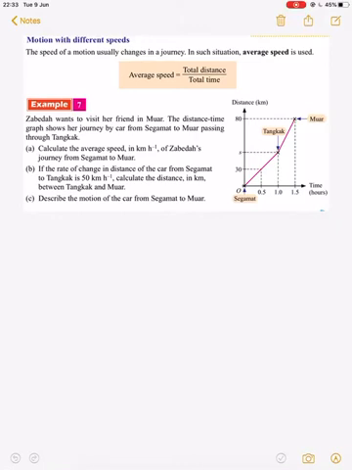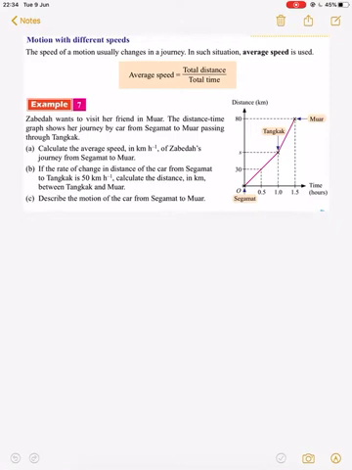The speed of a motion usually changes in a journey. Because it doesn't make sense when you drive a car from the beginning until the end, your speed is the same all the time, right? So how do we calculate average speed? We must have the total distance and the total time, then we divide them. Okay, so average speed is the total distance divided by the total time.